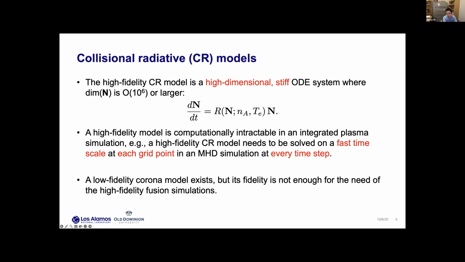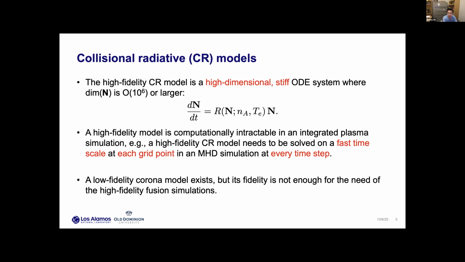If we convert this into a mathematical model, we have a very high dimensional stiff ODE system, where the dimension in real plasma simulation is on the order of 10^6. This is a very high dimensional system. So a high fidelity model is computationally intractable in an integrated plasma simulation. For example, a high fidelity CR model needs to be solved on a fast time scale at each grid point in an MHD simulation at every time step.